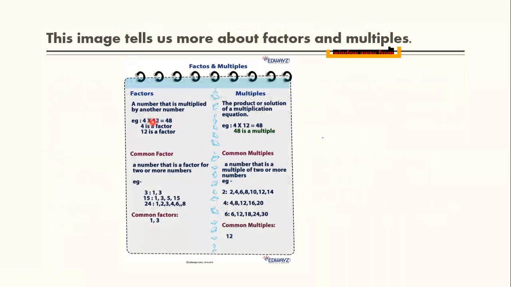For example, 4 and 12 are factors of 48, whereas a multiple is a product or solution of multiplication. So for example, 48 here is got after multiplying 4 and 12, so 48 is a multiple. In future, we shall look at the common factors and common multiples, and we shall see what each of those implies.